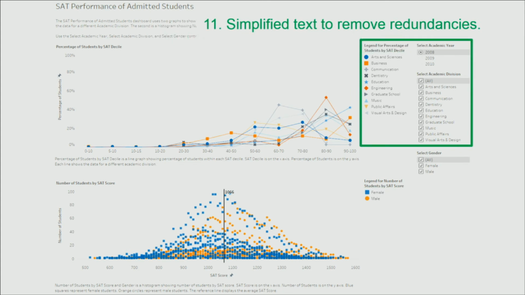And then finally, I simplified some of the text that's in the viz to remove some redundancies. The way the original visualization is, the categories and the filters refer to these academic divisions within the university. And they said, like, College of Fine Arts, College of Natural Science, College of Communication. And so I just got rid of "College of."